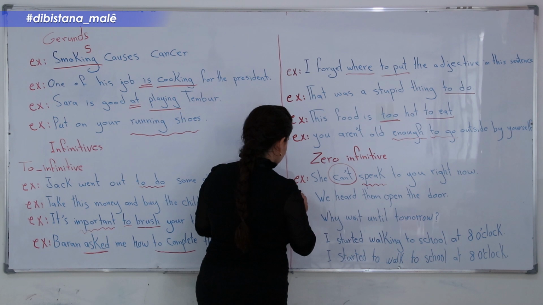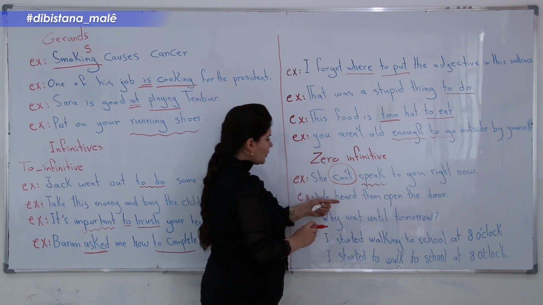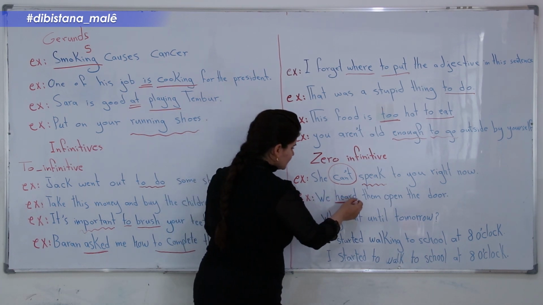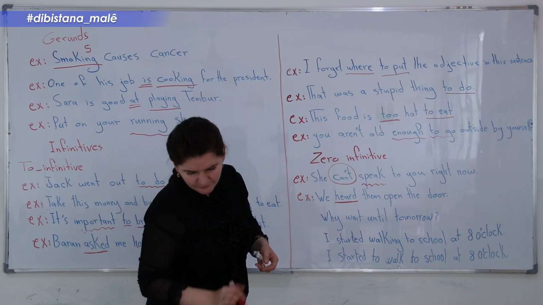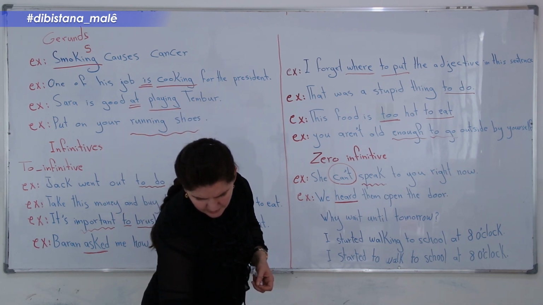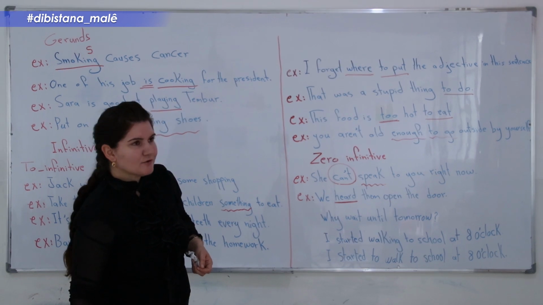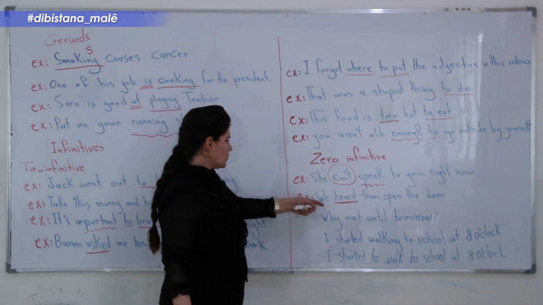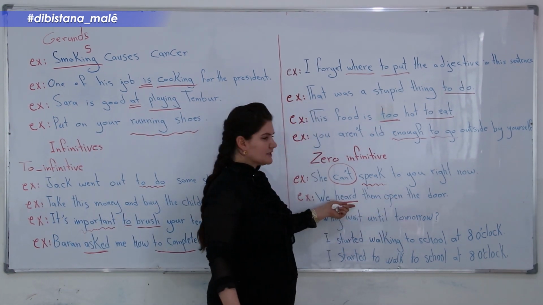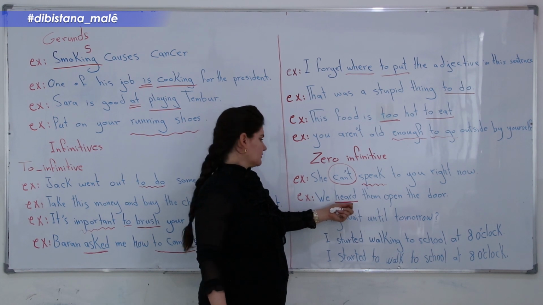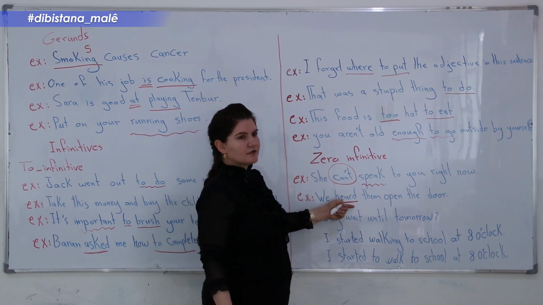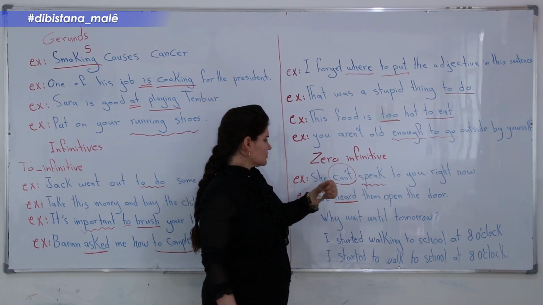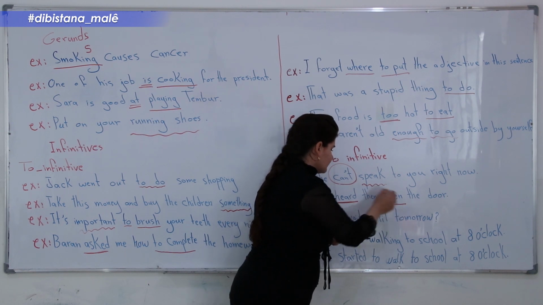Again, this is an example. We heard them open the door. Here we have heard. Heard is a verb of sense, meaning the verbs of the five senses. We heard them open the door. After verbs of sense, we use zero infinitive.